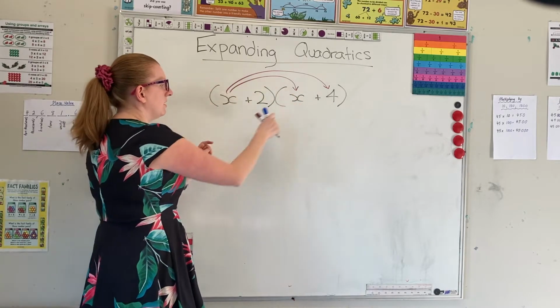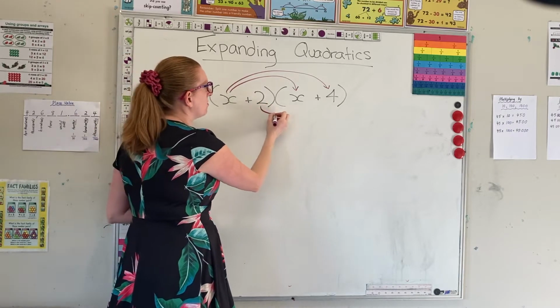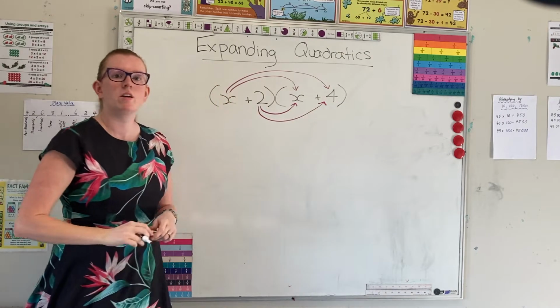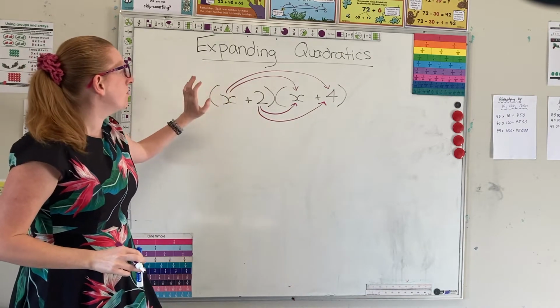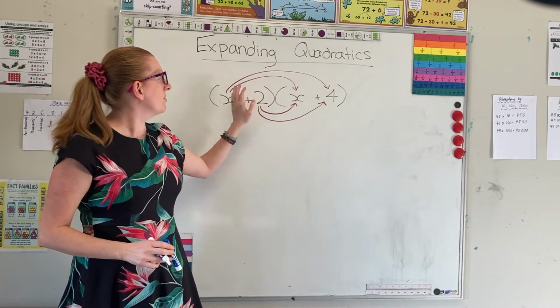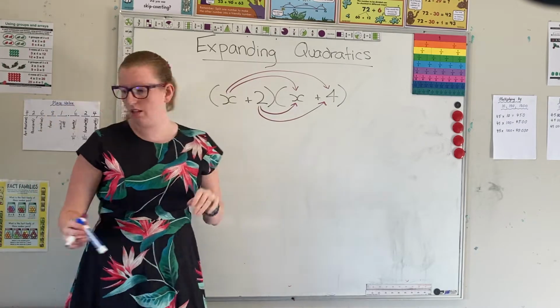Okay, so that's that bit. But also I need to multiply the 2. So the 2 is going to multiply with the x, and the 2 is going to multiply with the 4. So when you have two sets of brackets with two things inside, you need to be multiplying 2 times for each of the numbers or letters that are inside. So let's do that.